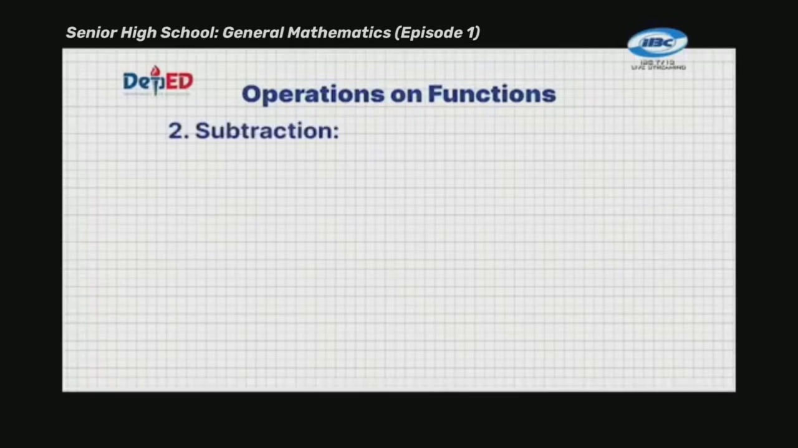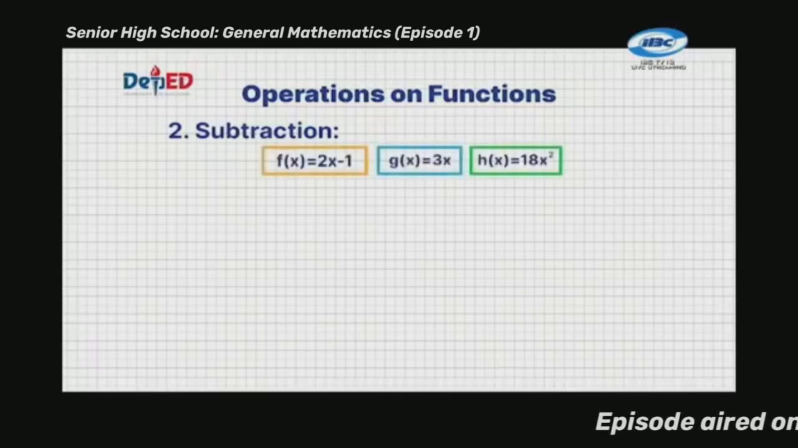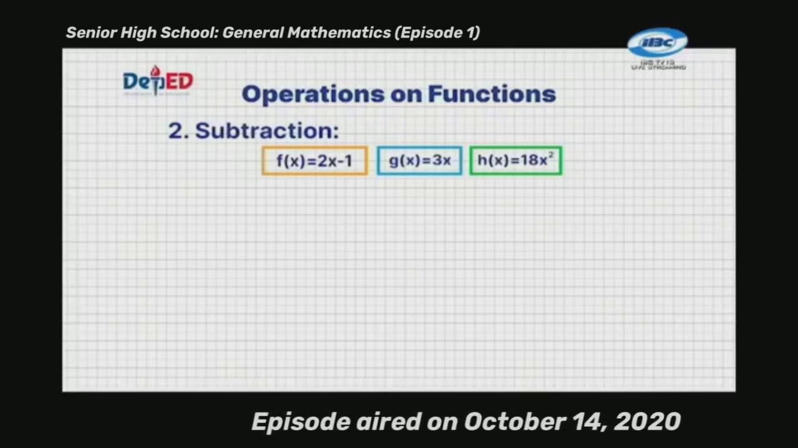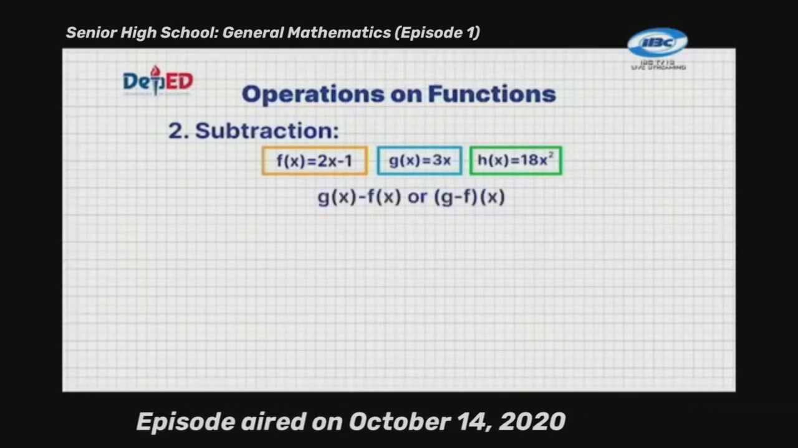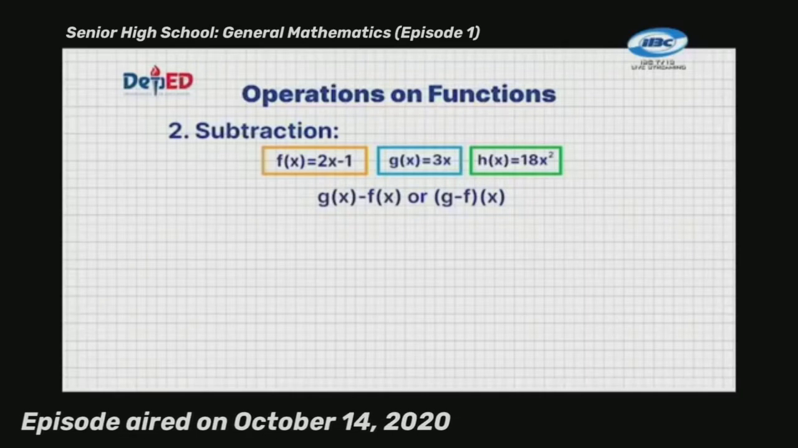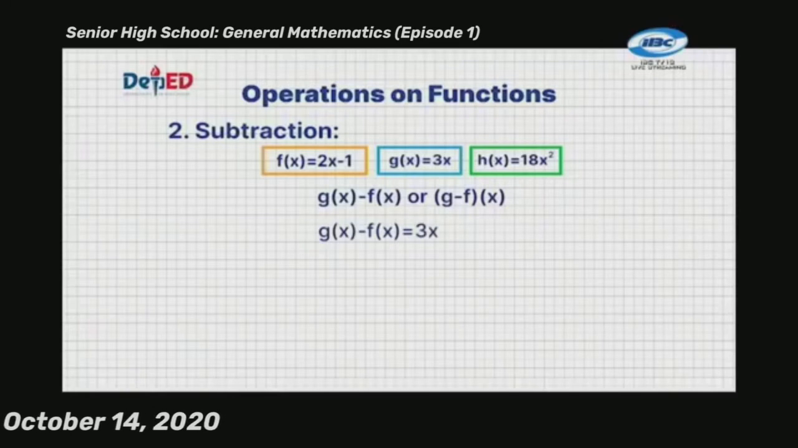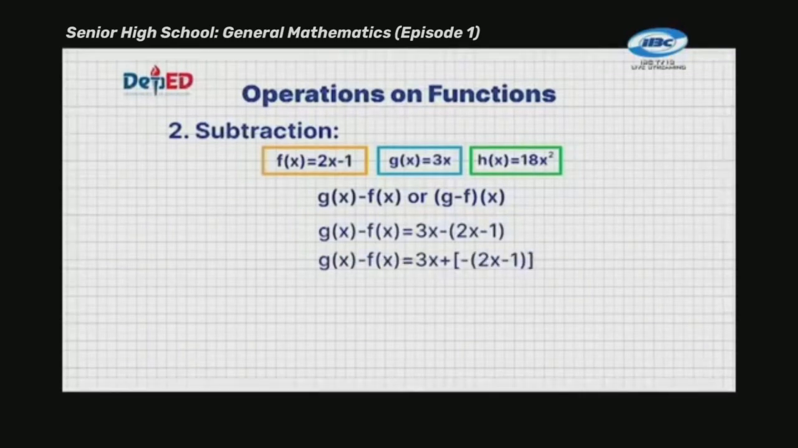For the next operations, let us use the following functions. Suppose we will be subtracting f of x from g of x. We will have the notation g of x minus f of x or g minus f of x. In this case, it is equal to 3x minus the quantity 2x minus 1. We also have to be reminded that when we are subtracting functions, we add the negative of the subtrahend.